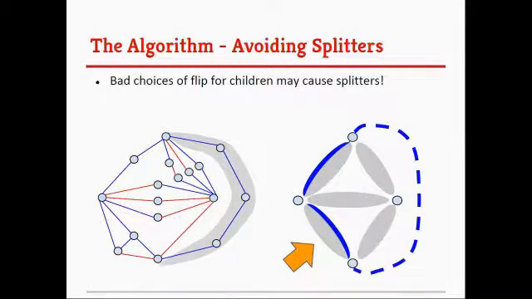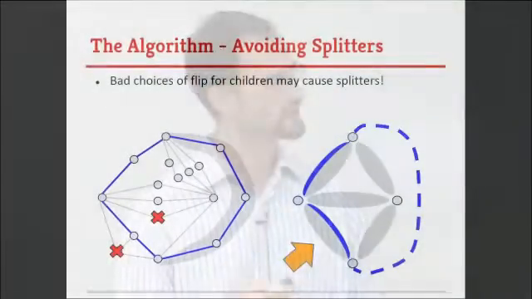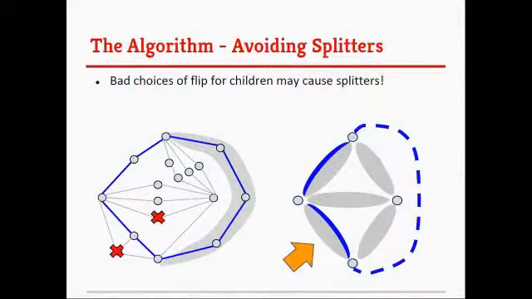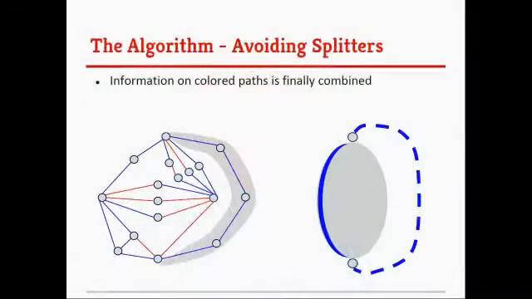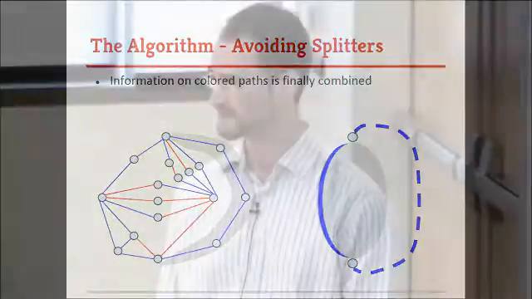With this information, it is possible to make embedding decisions. In the figure, there is a virtual edge which has a wrong flip. And this produces a splitter which otherwise would have been avoided. You can see that the colored cycle separates two nodes in the graph. Once this splitter-free embedding has been found, the information is combined and set for the current node.